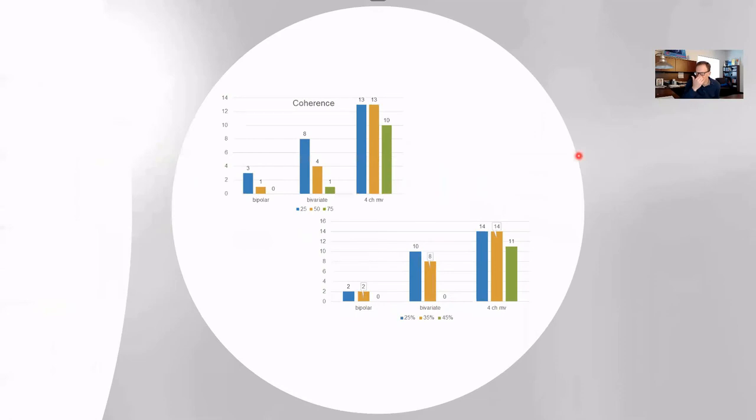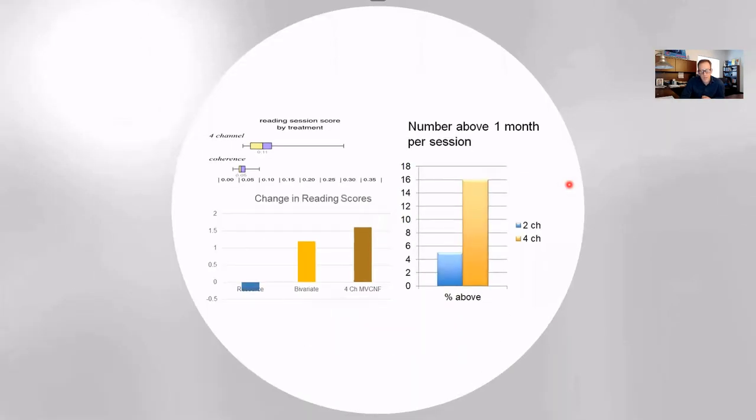In a study of mu suppression problems, which causes social deficits in autism, we've seen that the 4-channel training has a greater impact on coherence and a greater reduction in mu-related difficulties. So they're now able to suppress mu and their social skills improve. And one of our more well-known studies was with learning disabilities and dyslexia, where we showed a 1.6 grade level improvement in achievement scores in just 15 sessions.